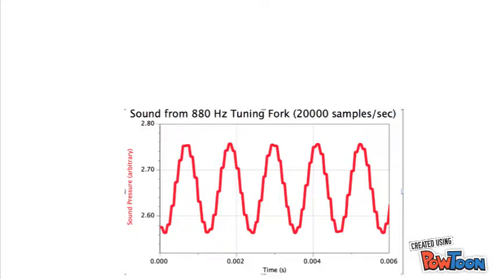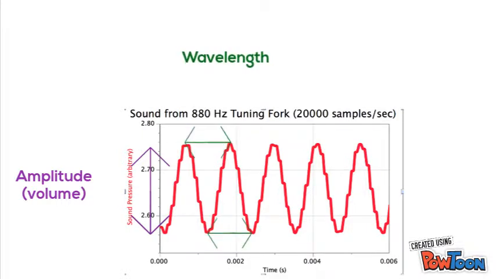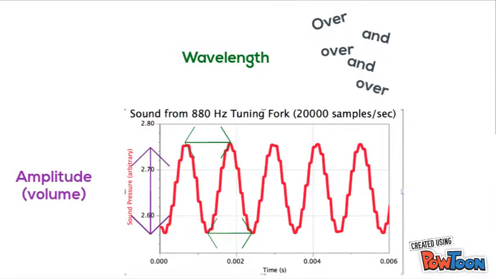The height of each wave represents amplitude, or how loud the sound is. The valleys are the rarefactions, and the peaks are the compressions. The wavelength is a distance from a peak to a peak, or a valley to a valley. This wave repeats over and over and over again until the sound stops.